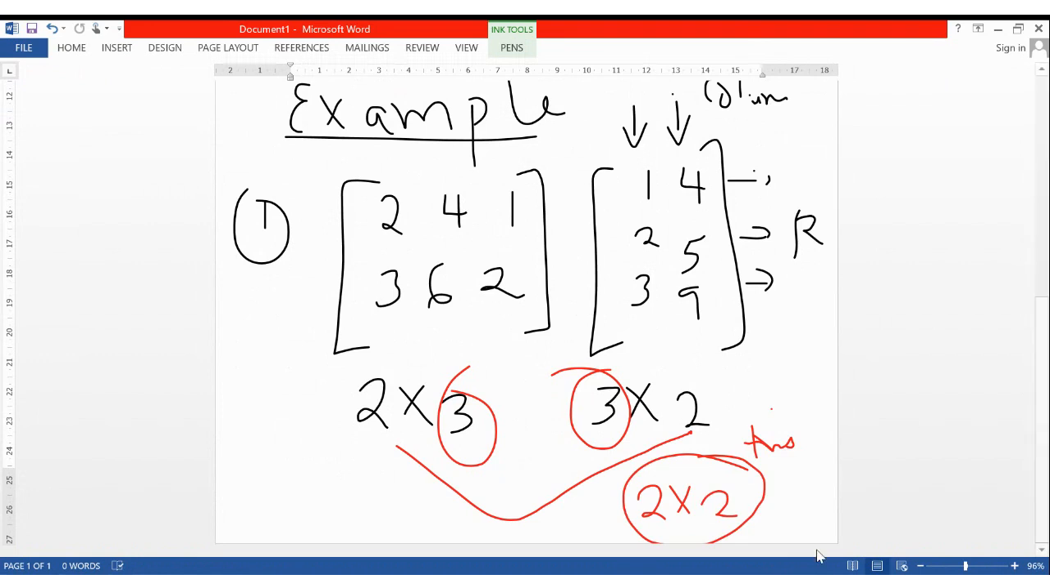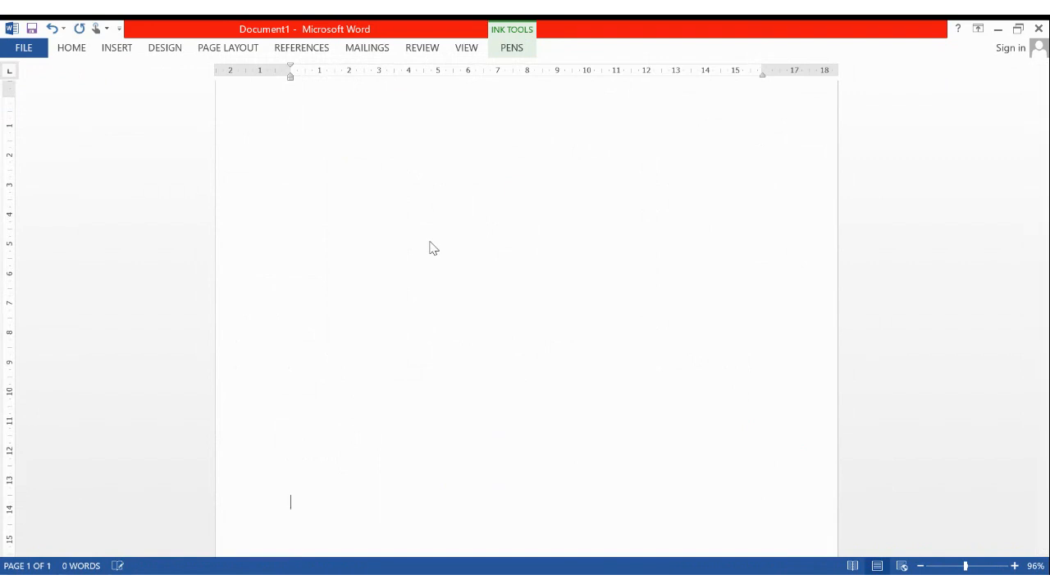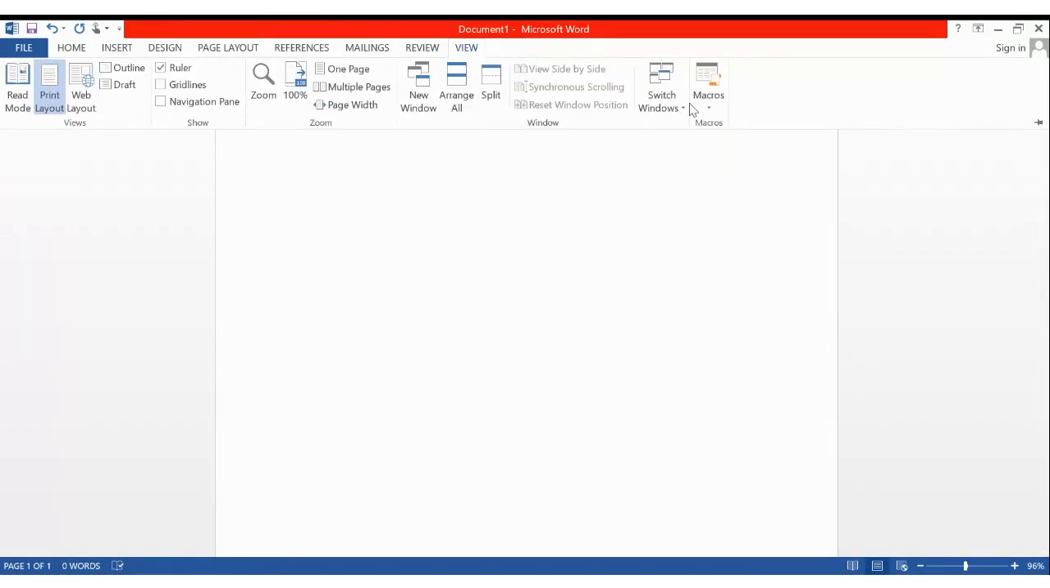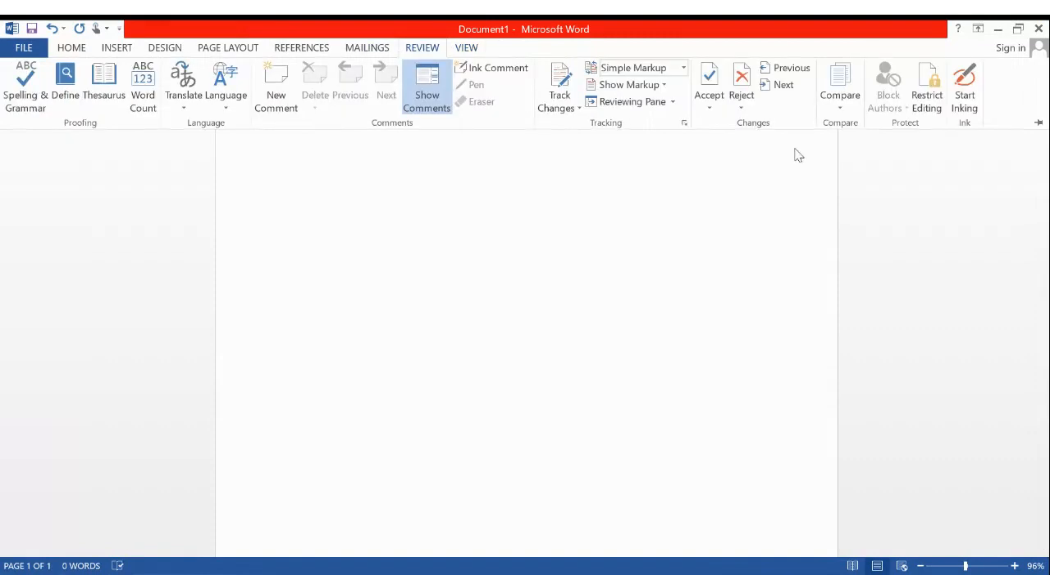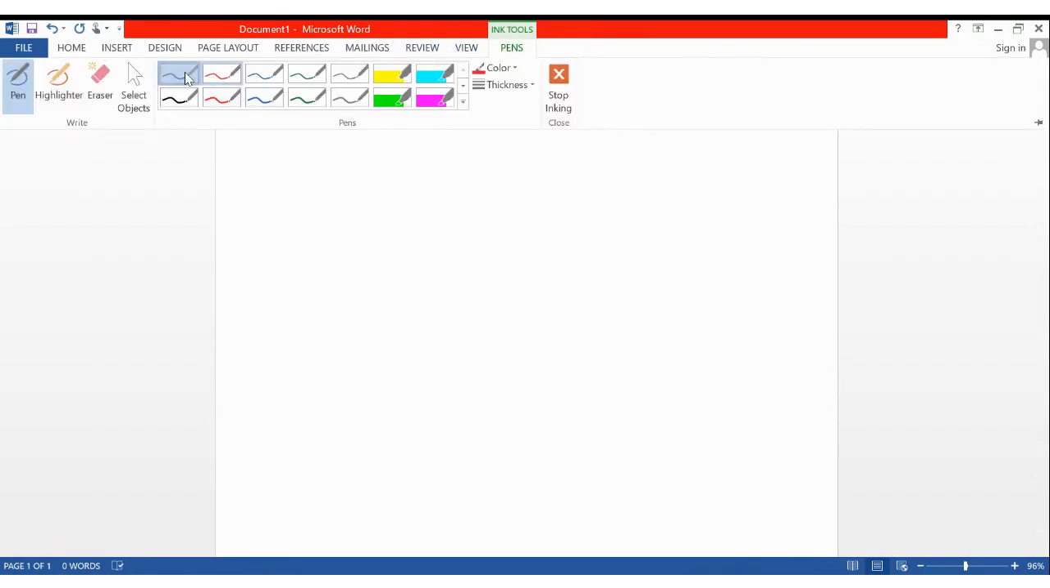Tell me if it is possible to multiply this one. Let me make my board a bit bigger. So is it possible to multiply this? Tell me which one it is possible to multiply. We start from there. I have this one here.